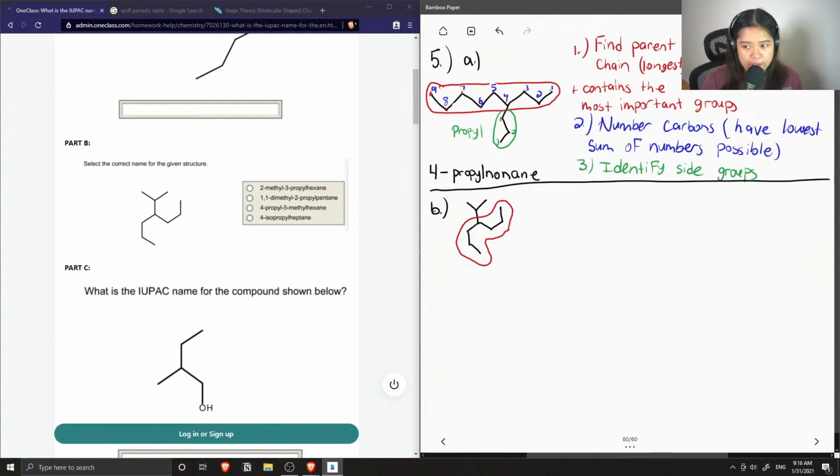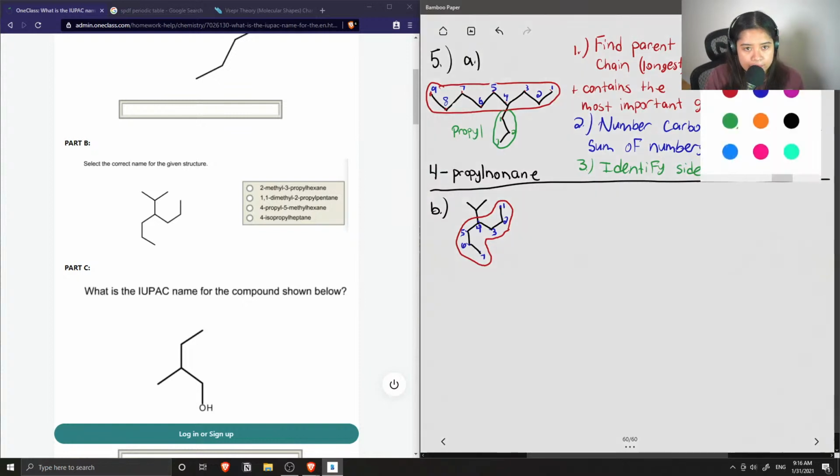So if we started counting from the top, you have 1, 2, 3, 4. So it would be carbon 4, but if we started counting from the bottom, 2, 3, 4, it's also carbon 4. So it doesn't really matter where you number, so I'm just going to start numbering from the top. 1, 2, 3, 4, 5, 6, 7. Okay, so we have a 7 carbon long chain.